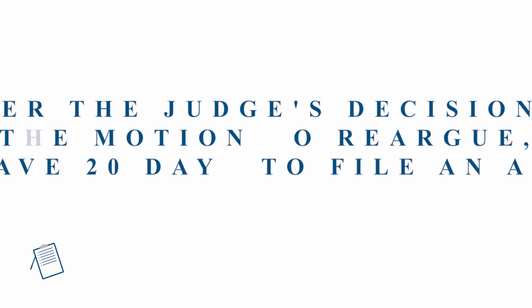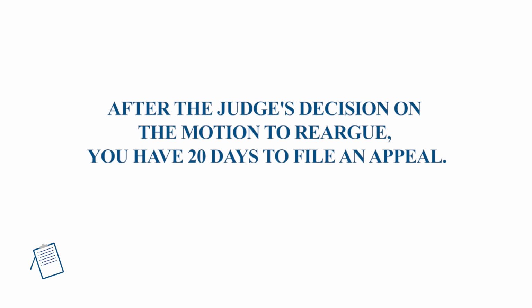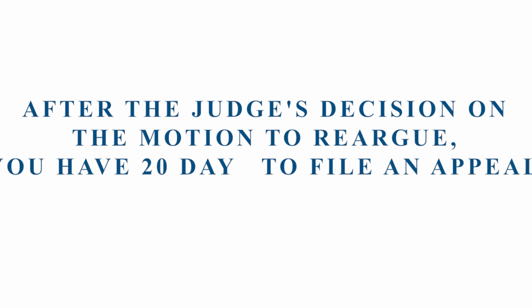You will not have an opportunity to present new evidence, so there will not be further testimony or evidence presented, but you can make arguments and make reference in those arguments to the evidence that was already presented during the trial. Now, whatever the judge decides, that decision is final. And then after that, again, you have 20 days following the decision on the motion to reargue in which you can file an appeal. So those are the basics on how to file a motion to reargue in Connecticut Family Court.